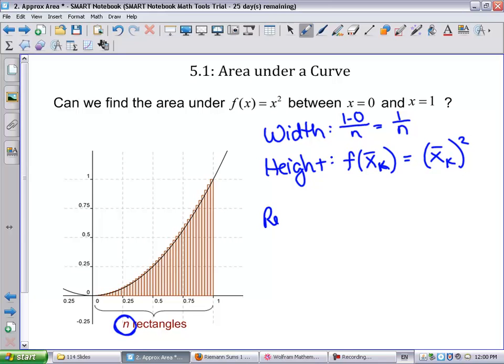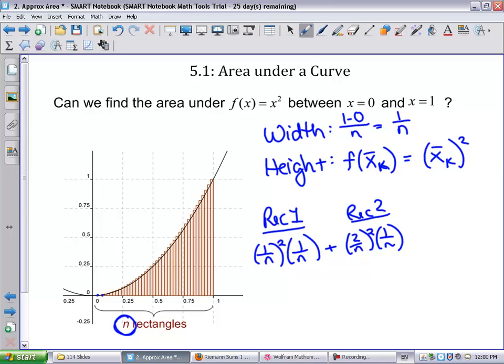So for rectangle 1, the first point would be 1 over n squared with a width of 1 over n. Plus for rectangle 2, we'd be looking at 2 over n because we're going to have gone over to the second rectangle. So the second x value here, squared, times 1 over n for the width. Plus rectangle 3 would be 3 over n because we've moved over the width of 3 rectangles, squared, times 1 over n, plus, and we can keep going until the last one would be 1 squared times 1 over n again.